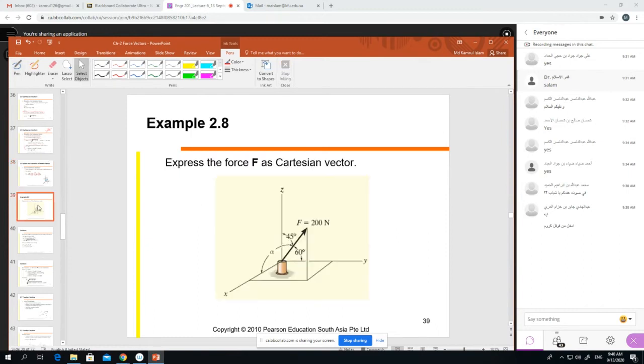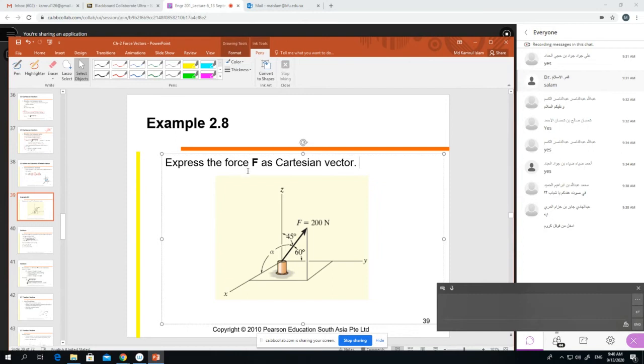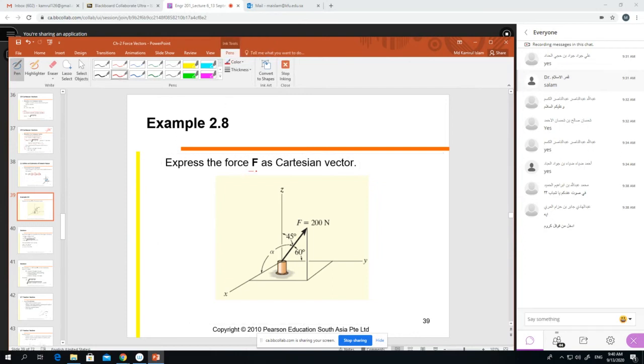Now we are going to do one example, right? Express the force F as a Cartesian vector. This force is given as 200 Newton. Alpha is this one, beta is maybe this one, and gamma is given. Now the question is, express this as a Cartesian vector.